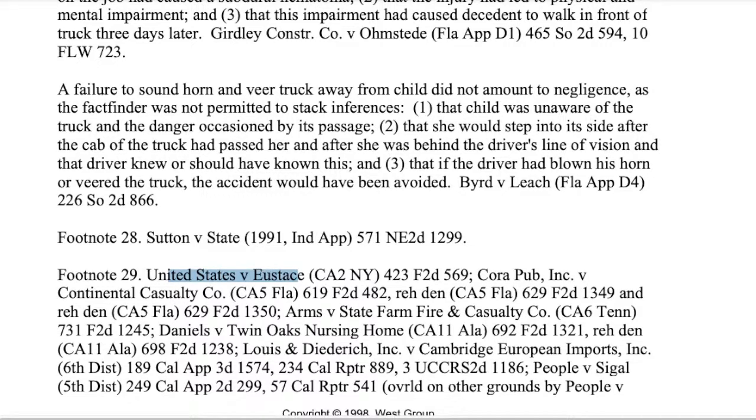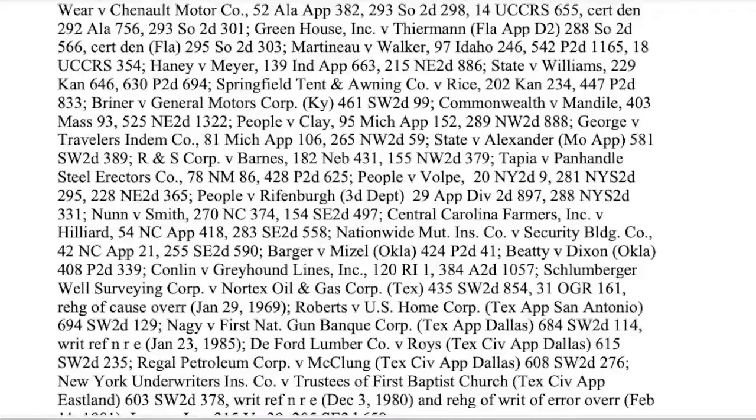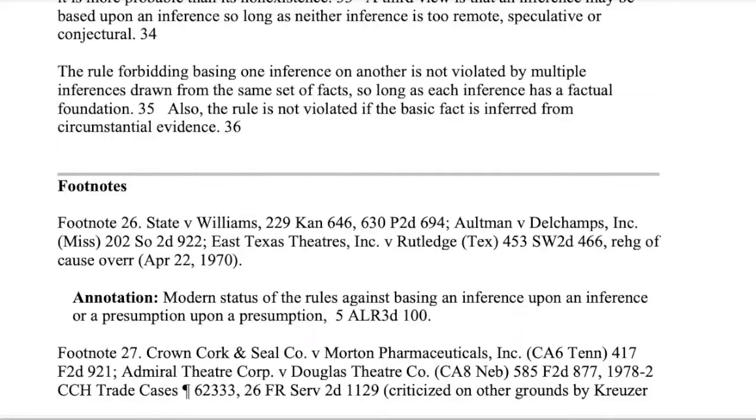United States versus Eustis. Florida, great. Alabama, Tennessee. California. All right.